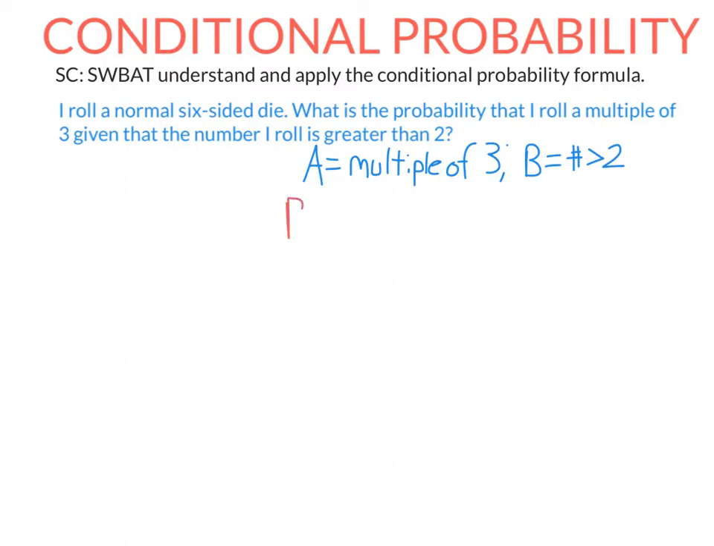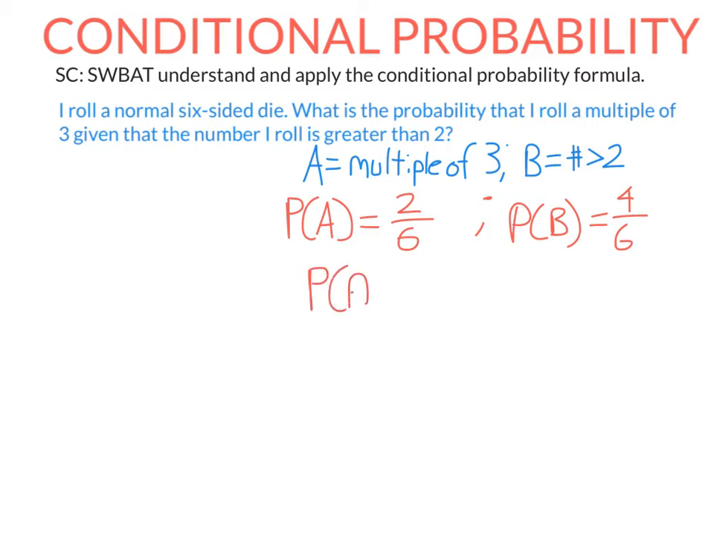If I just roll a normal six-sided die, the probability that the number's a multiple of 3 is 2 over 6. There are two ways I can roll a multiple of 3, I can get a 3 or a 6. So 2 over 6 or 1/3. The probability I roll a number greater than 2, note 2 is not greater than 2, there are 4 ways this can happen. I can get a 3, 4, 5, or 6 out of 6 outcomes in total. What I'm looking for in this question, though, is not the probability of A or the probability of B. I'm looking for the probability of A given that B has happened.